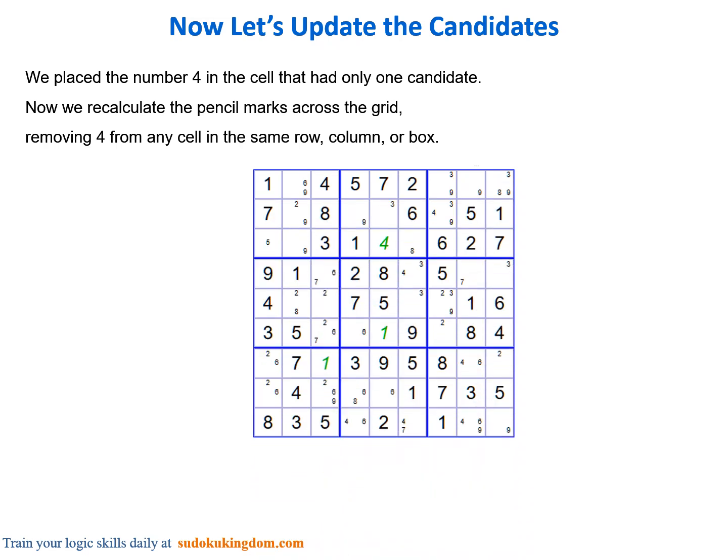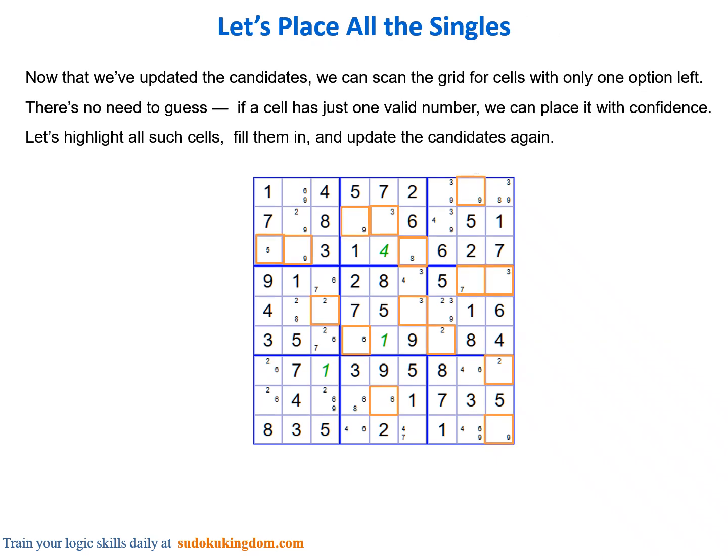Now let's update the candidates. We placed the number 4 in the cell that had only 1 candidate. Now we recalculate the pencil marks across the grid, removing 4 from any cell in the same row, column, or box. Let's place all the singles.